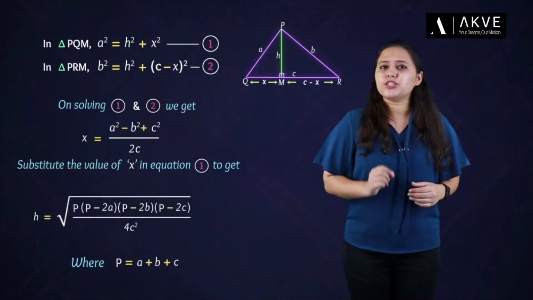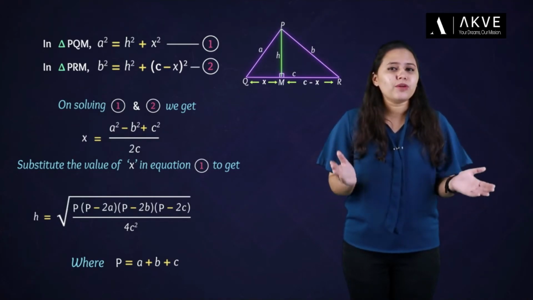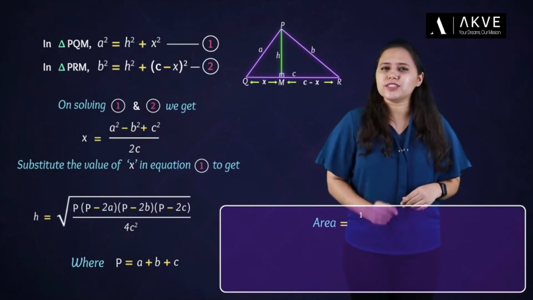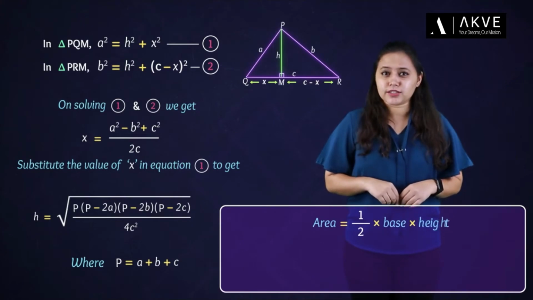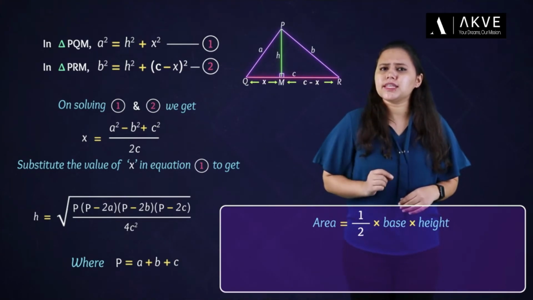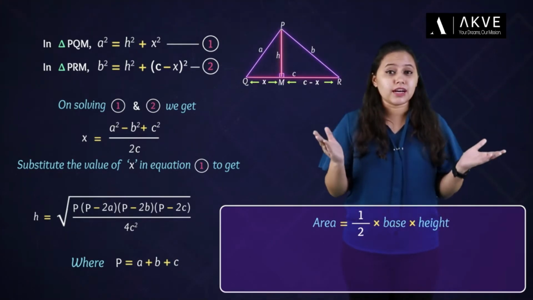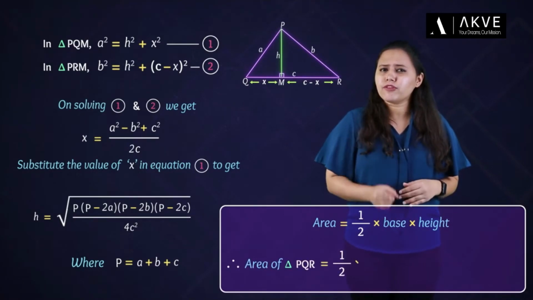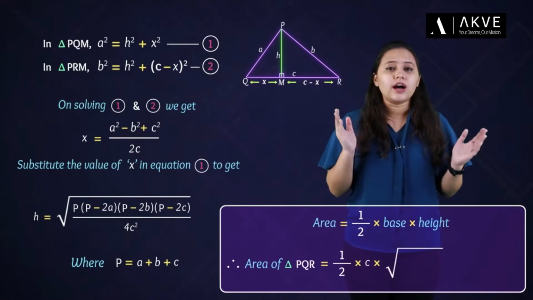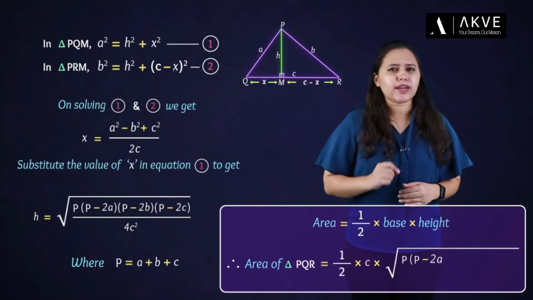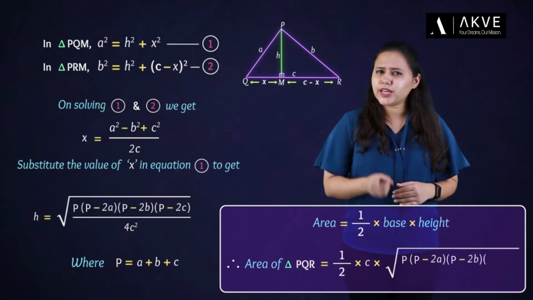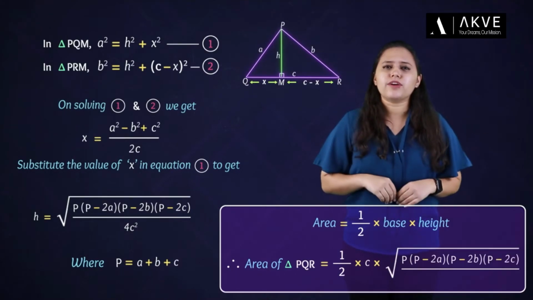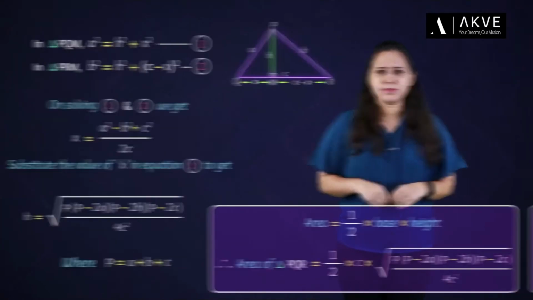So, let's substitute the value of h in the formula for the area of a triangle, which is half into base into height. Here, the base is c and the height is h. Thus, the area of triangle PQR is equal to half into c into under root p into p minus 2a into p minus 2b into p minus 2c, whole divided by 4c squared.